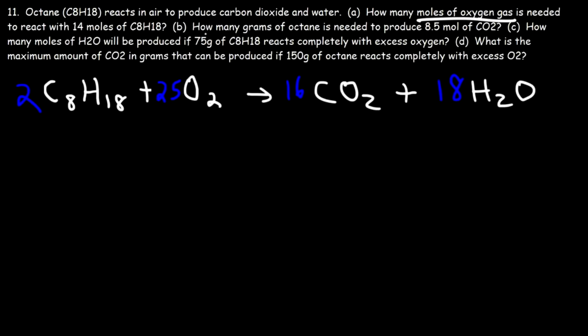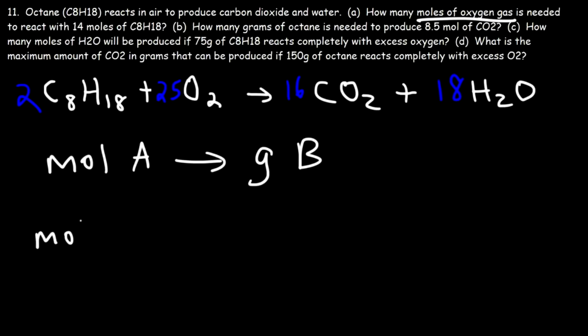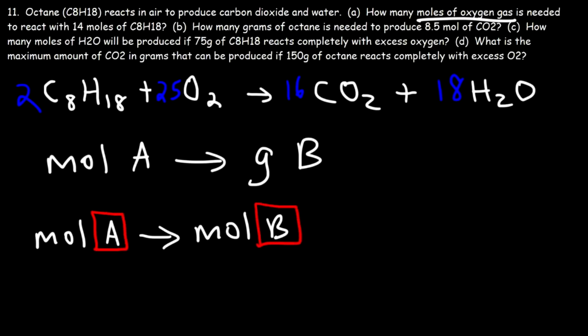Now, part B. How many grams of octane is needed to produce 8.5 moles of CO2? So this time, we're given the moles of substance A, and we need to convert it to the grams of substance B. In this case, A is CO2, B is octane. So what we need to do in this example is convert from moles of A to moles of B. Whenever you want to change the substance, you need to use the balanced chemical equation. And so you need to use the molar ratio.